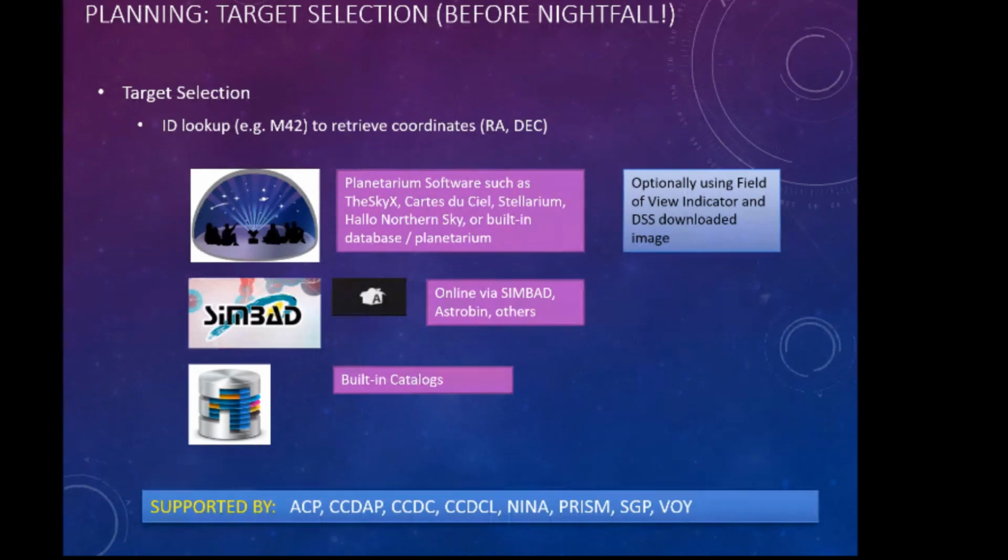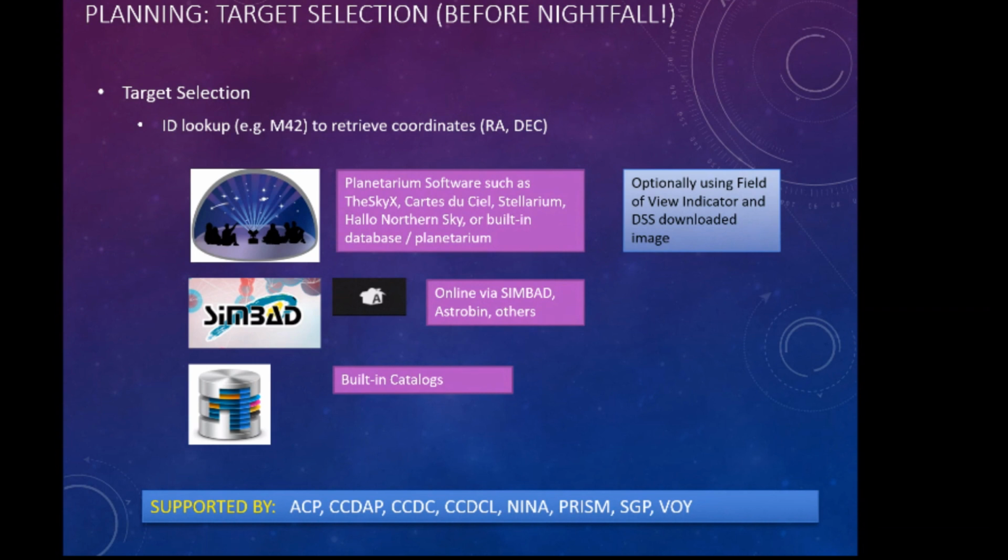All these products help you plan your session, and this is all stuff you're going to do during the day, hopefully not wasting good clear skies. And the most basic is target selection. So if you have an ID of an object, I want to go look at M42, they'll all let you type in M42 and they'll do some kind of a lookup.